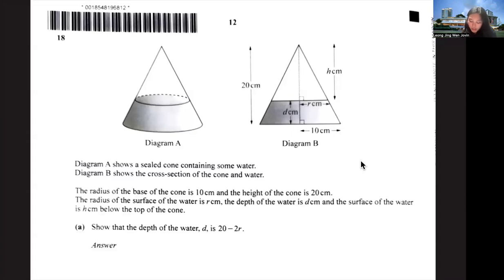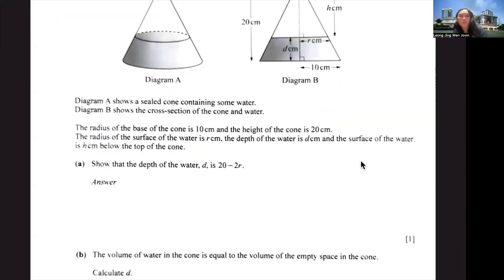Okay, and they tell us that the radius of the base of the cone is 10 cm and the height of the cone is 20 cm. So the whole height is 20. The radius of the surface of the water is R. So this part is R. And the depth of the water is d cm. Okay, so here to here is d, and the surface of the water is h cm below the top of the cone. So up to here it is h. Okay, so they give us a bunch of information. Let's see what they want us to do.